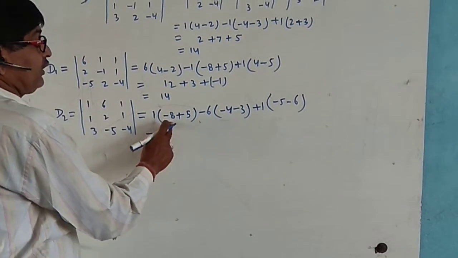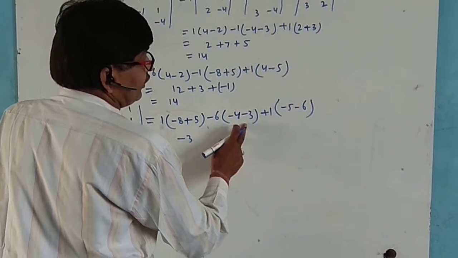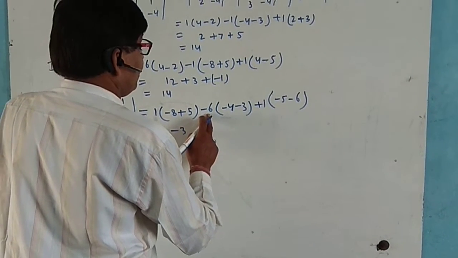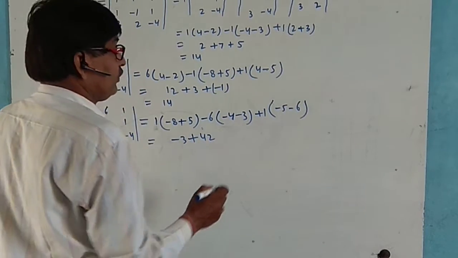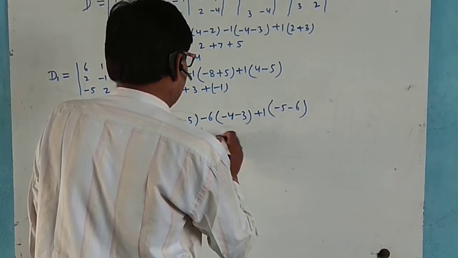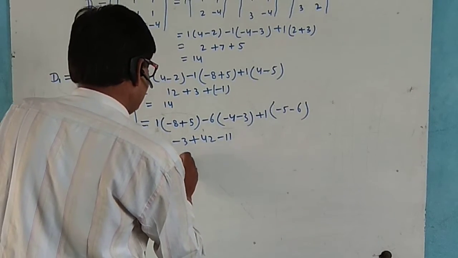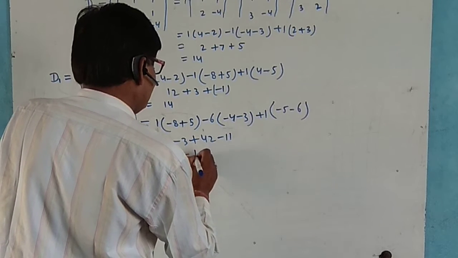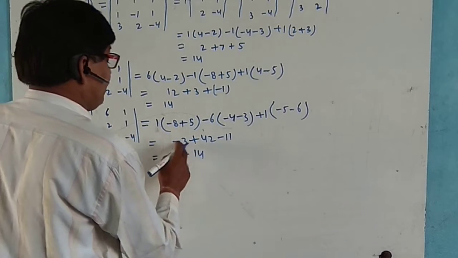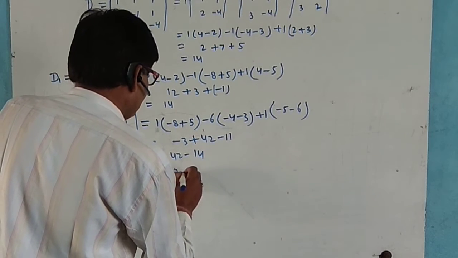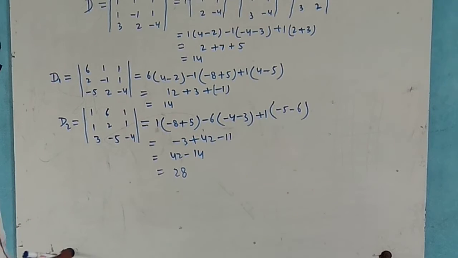Now this is minus 8 plus 5 is minus 3, and this is minus 7, and 6 plus 42, and this is 11 minus 11. So 42 minus 11 minus 11 minus 3, 14, that is equal to 28, so D2 equals 28.